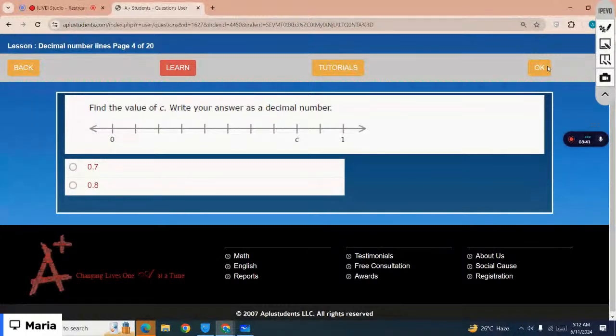Find the value of C as a decimal number. Which is the correct option? The correct option is 0.8, because the last one is 0.9. So yes, that is 0.8, not 0.7, right? The correct option is 0.8.